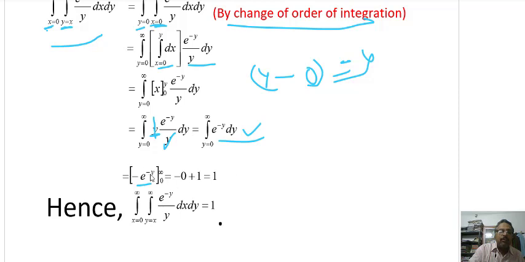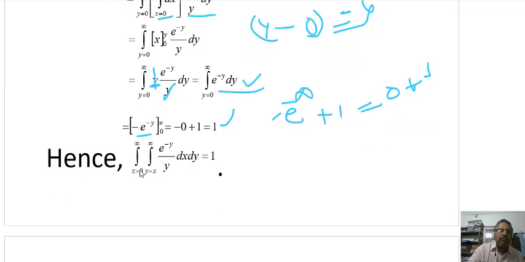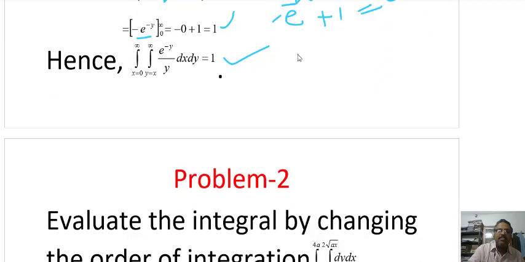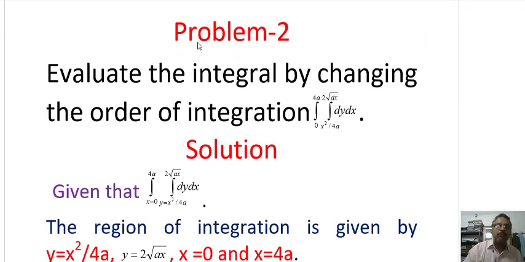If you put y equals infinity, you get e power minus infinity with a negative sign, minus. Now already there is a minus here, so minus times minus is plus. If you put y equals 0, e power minus infinity is 0, then plus 1. So finally you will get 1. Now the double integral with x is 0 to infinity, y is x to infinity, e power minus y by y dx dy equals 1. In the similar way, we will discuss another problem.